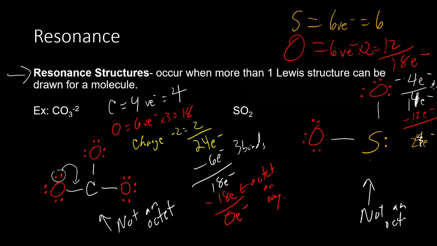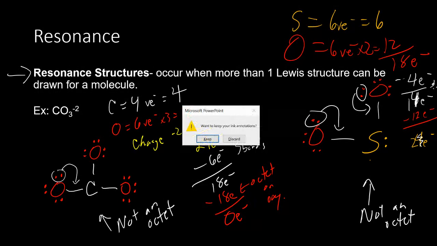So because of that, double bonding needs to occur, and it needs to happen from either one oxygen or the other, and that's what makes it resonance, the fact that either oxygen can do it. All right, there you go. There is resonance.